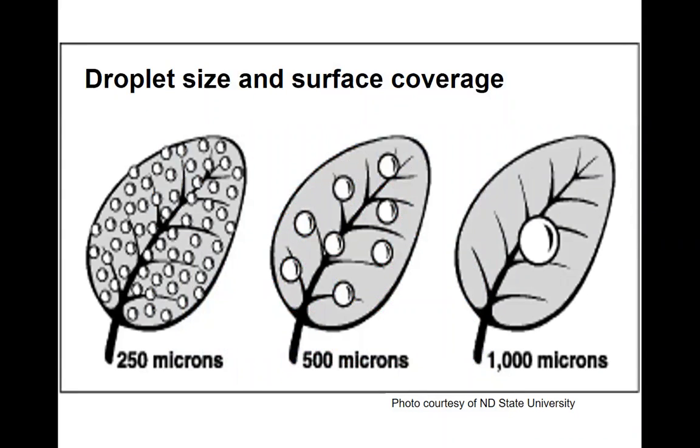Now for herbicides, the droplet size and surface coverage also matter. If you're spraying a contact herbicide, which means that herbicide doesn't really move very well, this is what you want. You want to cover the whole leaf as best you can. But if this is a systemic herbicide, which means it can get into the plant and translocate and kill the weed, then this one big old droplet is fine, because the herbicide will find a way to get inside the plant and kill it. That's the case for glyphosate, 2,4-D, dicamba, and a couple other herbicides.